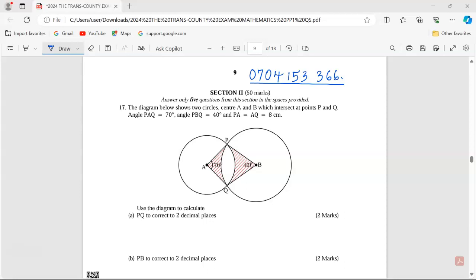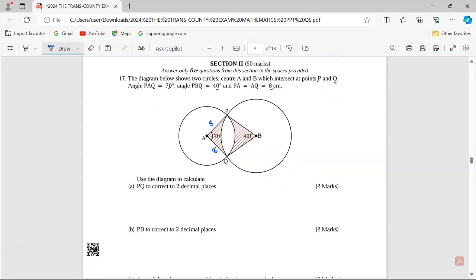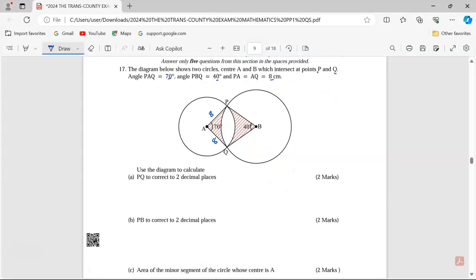The diagram below shows two circles, center A and B, which intersect at P and Q. We are told that angle PAQ equals 70 degrees, angle PBQ equals 40 degrees, and PA equals AQ, which is equal to 8 centimeters. So AP and AQ are 8 centimeters each. Use the diagram to calculate part A, PQ, correct to 2 decimal places.